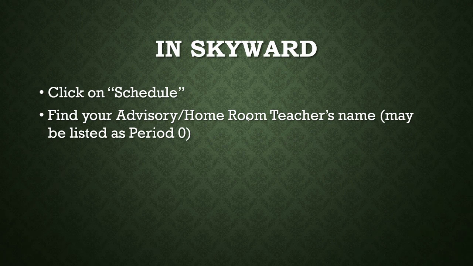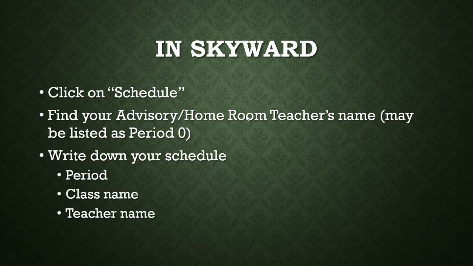It will be listed as period zero. And while you're there, go ahead and write down your entire schedule, your period number, your class name, and your teacher name. All three of those pieces of information will be useful to you. You'll have your schedule for trimester 1, 2, and 3. All we need right now is your schedule for trimester 1.